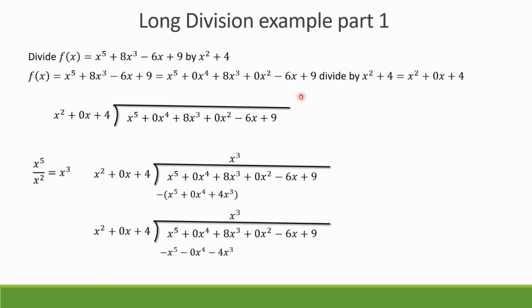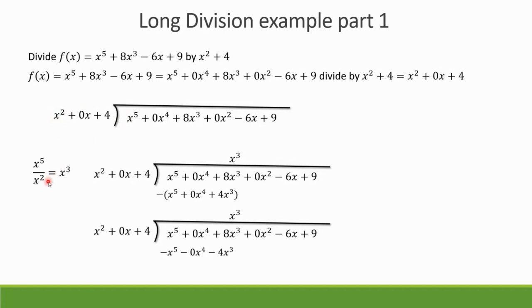So here we have long division. Again, we're dividing f of x by x squared plus 0x plus 4. So the x squared plus 0x plus 4 goes here, and this goes in here, our dividend, as it's called. And remember, when you divide, you want to divide the leading term of the dividend by the leading term of the divisor. That's what we do.